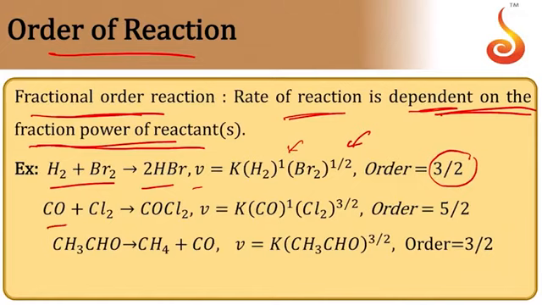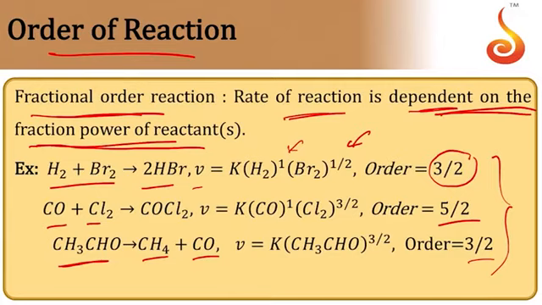Similarly, other reactions, CO plus Cl2 giving rise to COCl2. The total order is found to be 5 by 2 here. And CH3CHO, acetaldehyde, giving rise to CH4 and CO, it is found to be 3 by 2. These three are the examples given as fractional order reactions. So these examples we need to remember, because they may ask in that way also: H2 plus Br2, CO plus Cl2, acetaldehyde giving rise to CH4 and CO. These are the examples for the fractional order reactions.